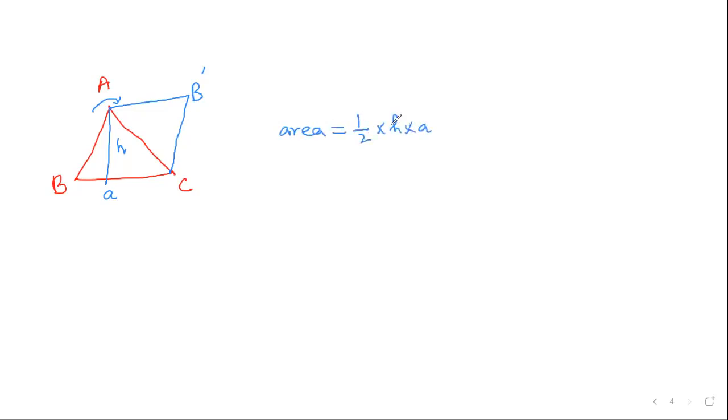So that's why in school you learn that the area of a triangle is half into base into height. Okay, now one more easy one. So this is a triangle. Now let me give you the trapezoid.